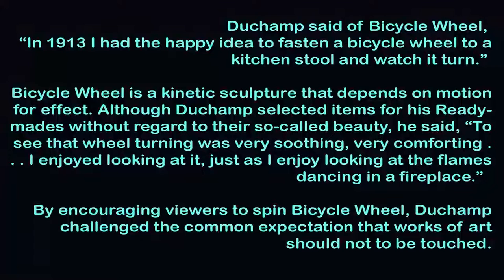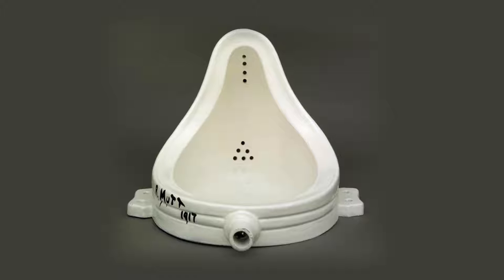For example, as far as the bicycle wheel was concerned, Duchamp did say that in 1930, "I had the happy idea to fasten a bicycle wheel to a kitchen stool and watch it turn." The bicycle wheel is a kinetic sculpture that depends on motion for effect. Although Duchamp selected items for his ready-mades without regard to their so-called beauty, he said that to see that wheel turning was very soothing, very comforting: "I enjoyed looking at it, just as I enjoy looking at the flames dancing in the fireplace." By encouraging viewers to spin the bicycle wheel, Duchamp challenged the common expectation that works of art should not be touched.